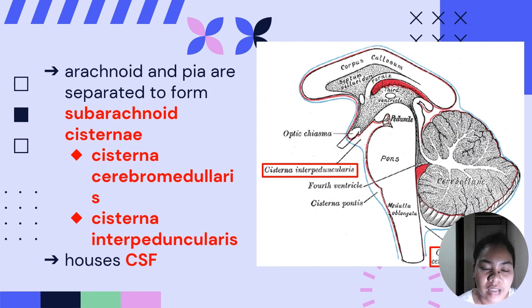The arachnoid and pia maters are separated to form the subarachnoid cisternae. So these are the cisterna cerebellomedullaris, which lies between the cerebellum and the medulla, so here is this one. And the cisterna interpeduncularis, which lies between the two cerebral peduncles. So they house the CSF.